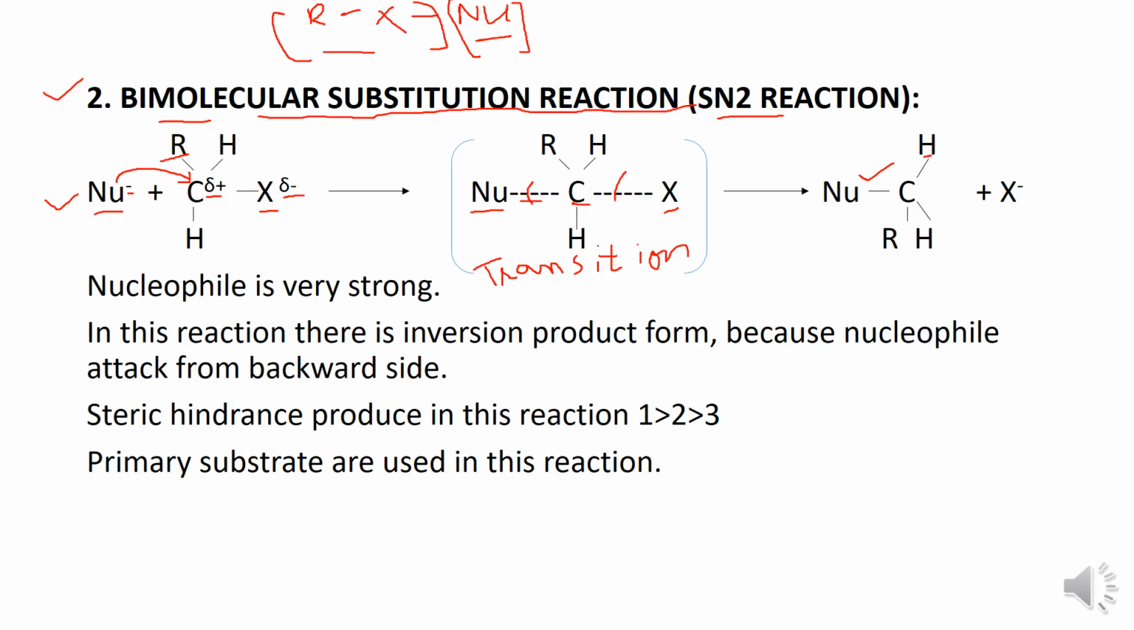There is another piece of information about this mechanism: the nucleophile is very strong, as we discussed before. Because the nucleophile is very strong in this reaction, an inversion product is formed. What is the meaning of inversion?